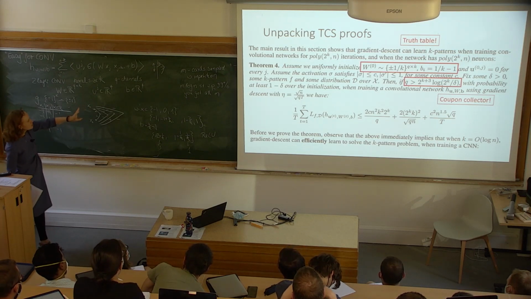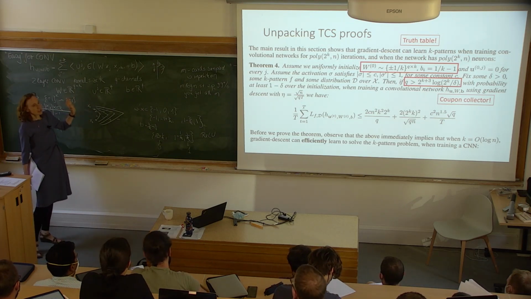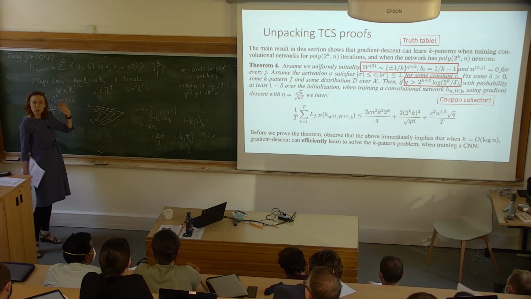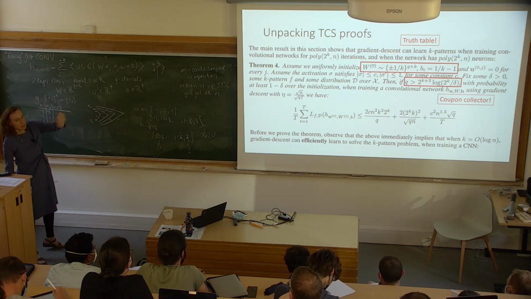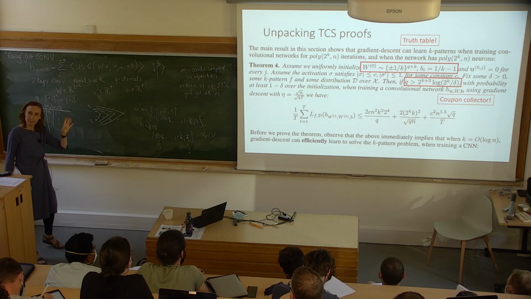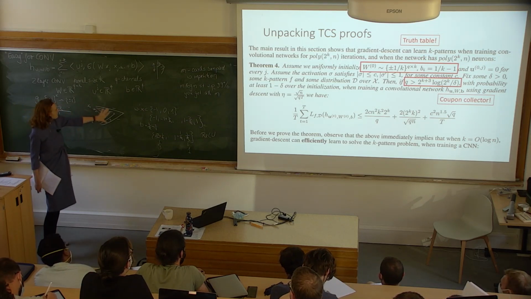Okay? So what's the trick here? Let me just summarize it because I've waved my hands a lot. First, you put enough filters, but you only need to put coupon collector many filters. So that's 2 to the k log 2 to the k, but k is log d, so it's d log d. That's fine. I mean, d is okay, right? So you put d log d filters.